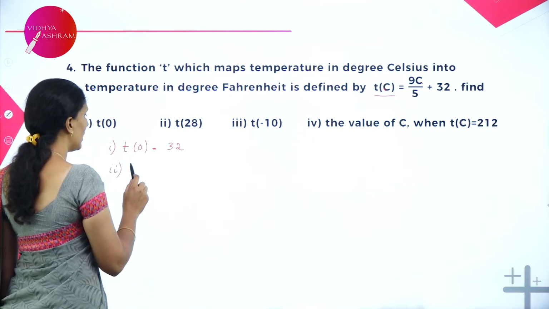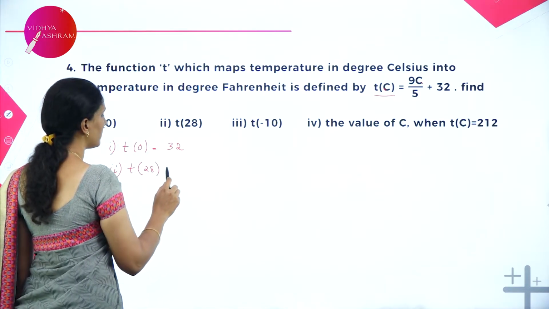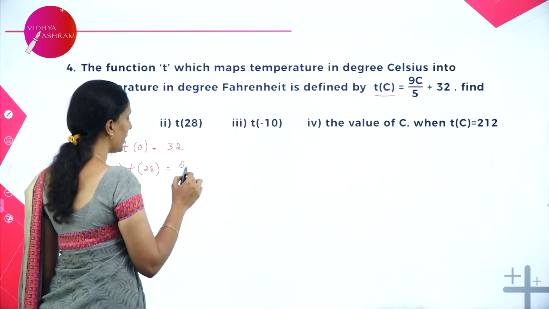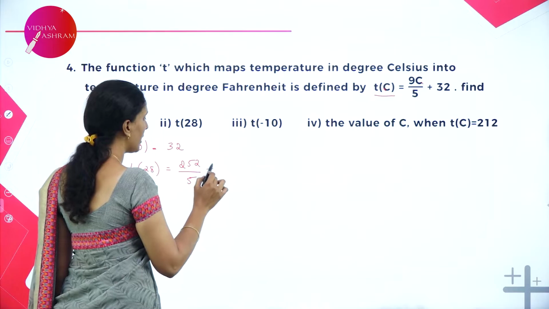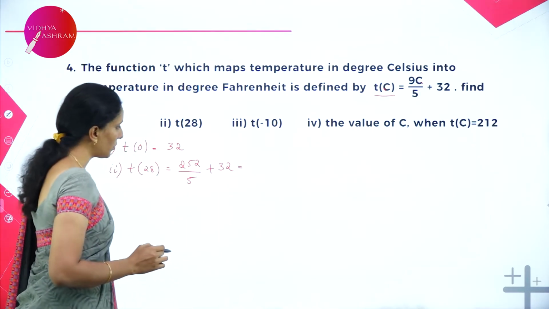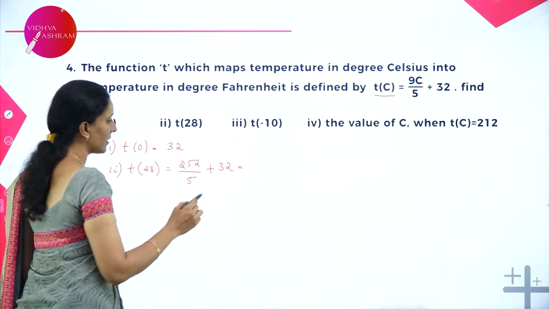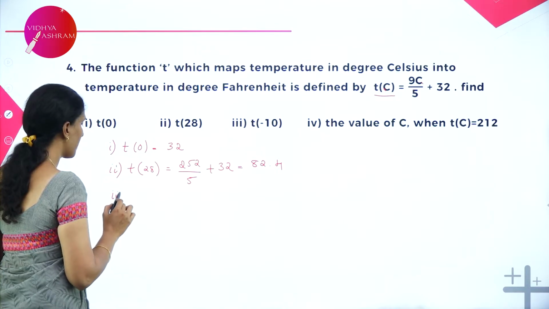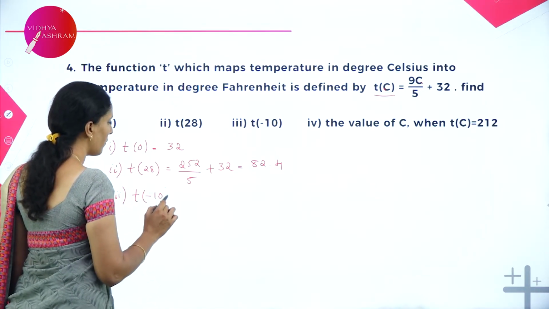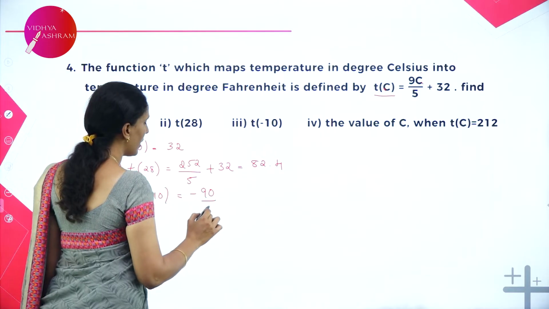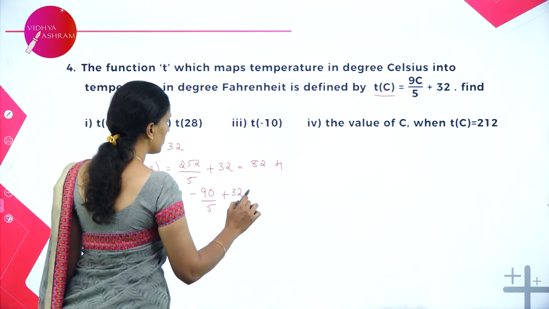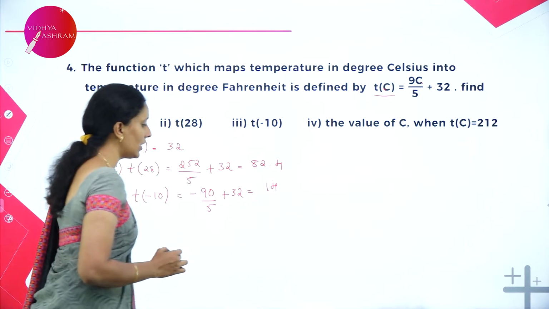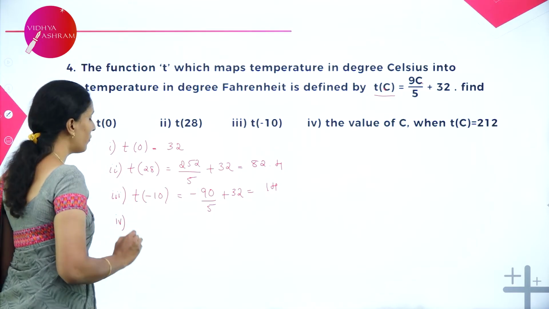Next you need to take T of 28. So here we need to multiply the C value with 9. So 9 into 28 will get 252 divided by 5 plus 32, which is equal to 50.4 plus 32. We'll get it as 82.4. Next we have T of minus 10. So we'll get it as minus 90 divided by 5 plus 32, which is equal to minus 18 plus 32, is 14 we'll get.